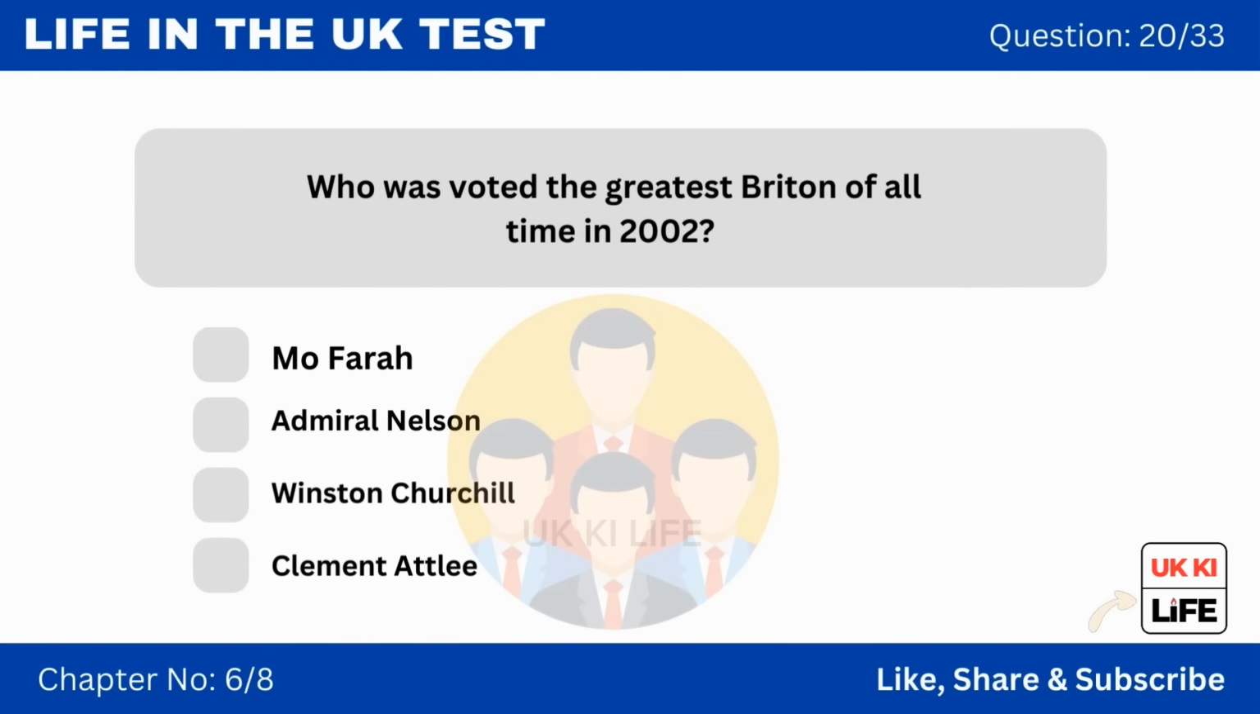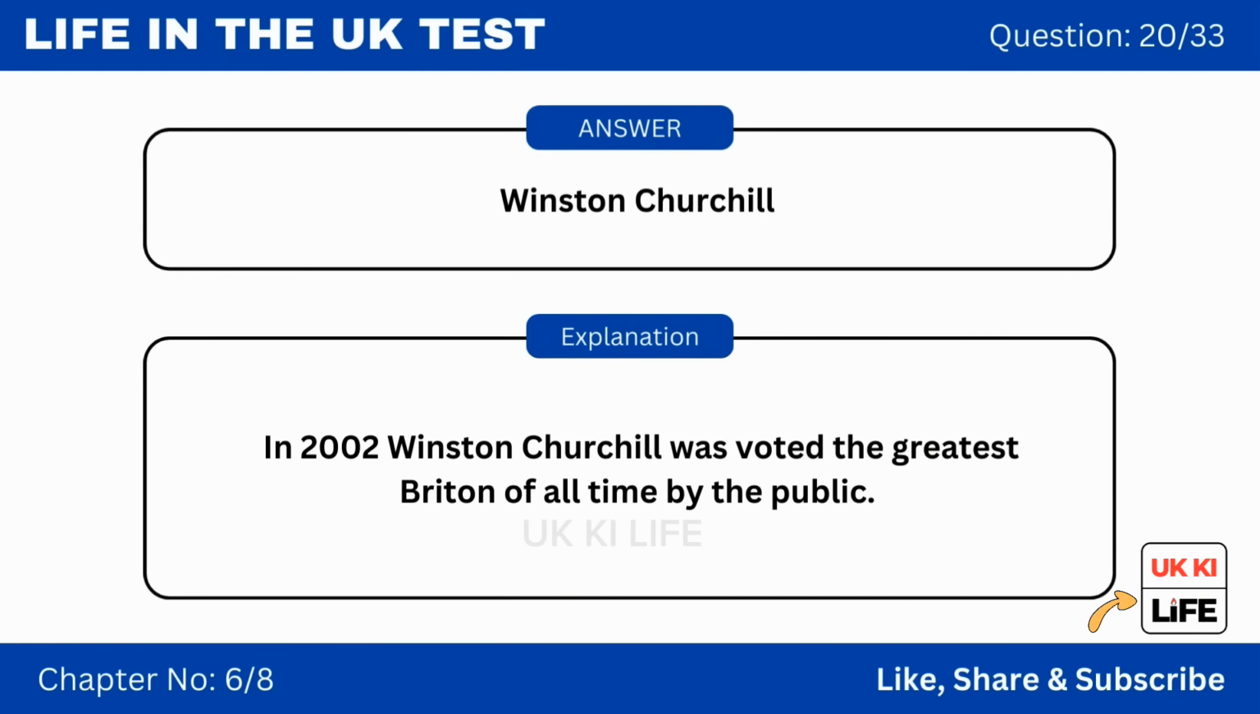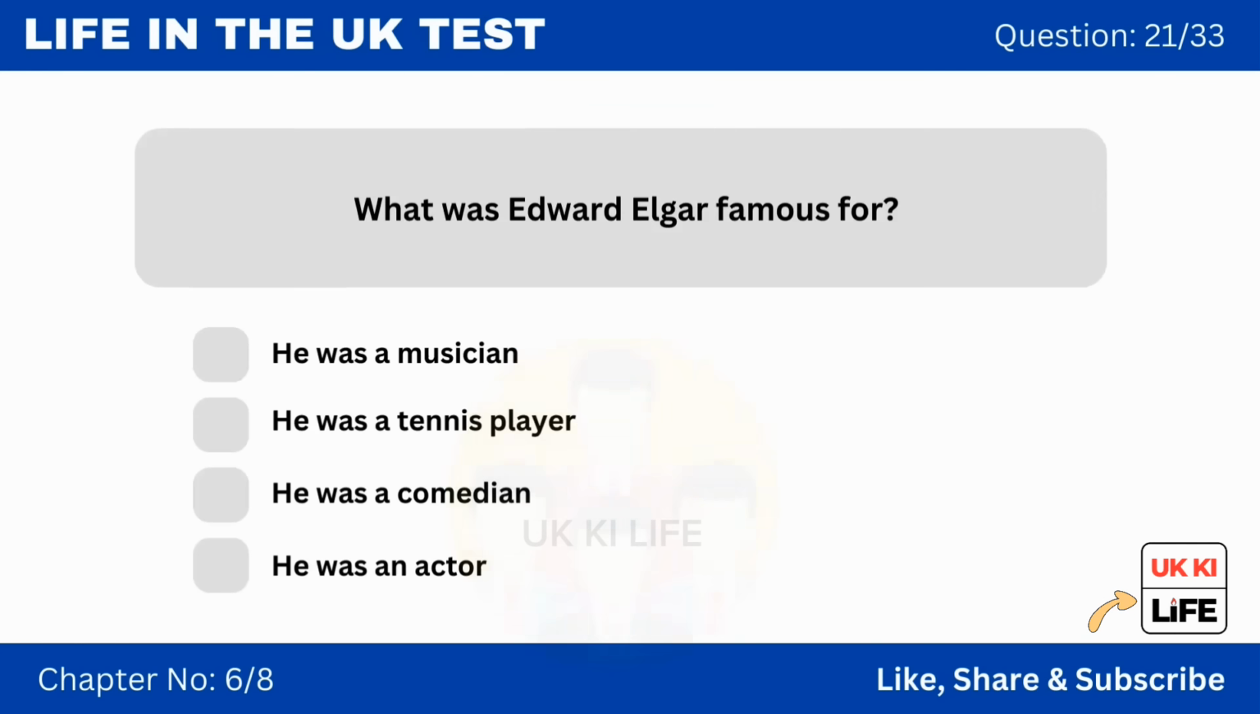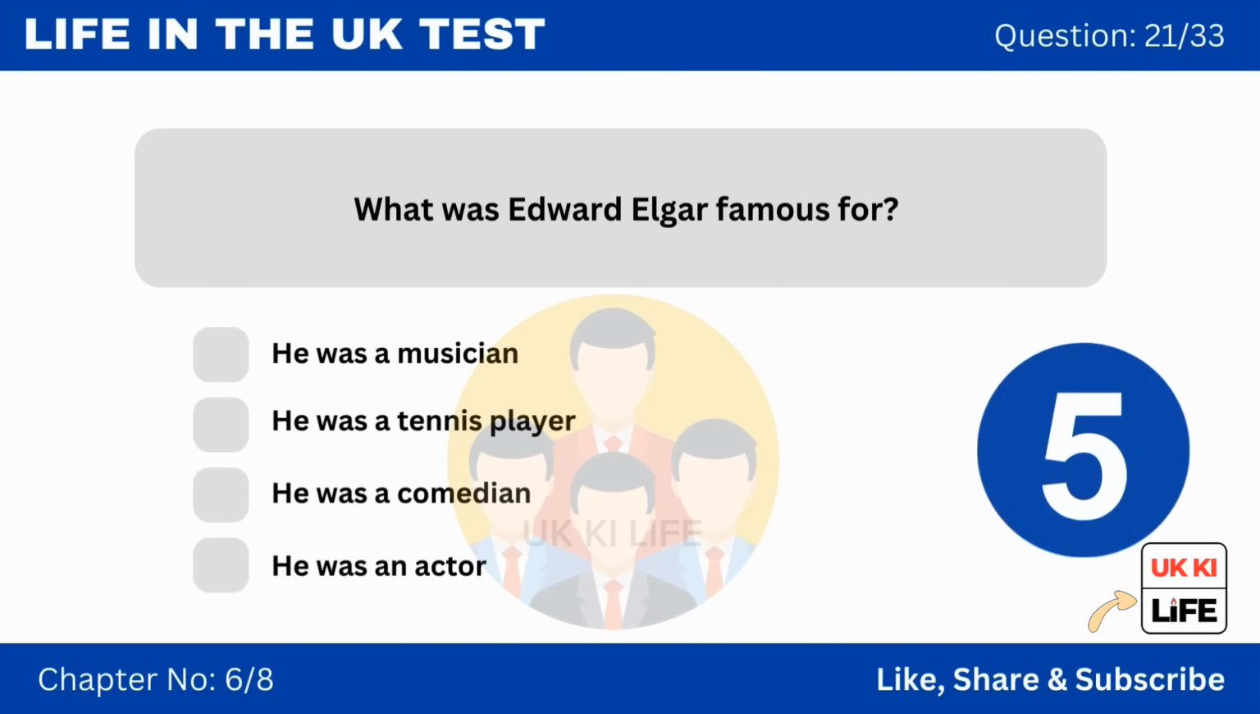The correct option is C. Explanation. In 2002, Winston Churchill was voted the greatest Briton of all time by the public. Question 21. What was Edward Elgar famous for? He was a musician. He was a tennis player. He was a comedian. He was an actor.